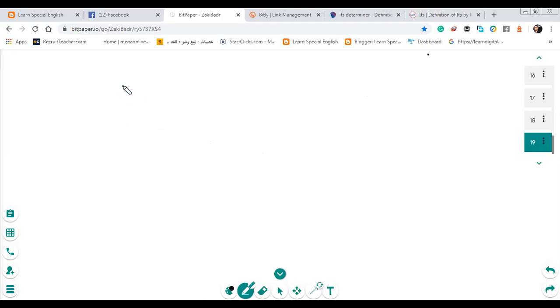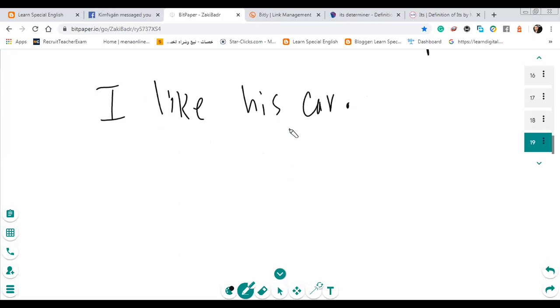Okay, another one. I like his car. Is this a determiner or pronoun, and why? Can anybody tell me? Determiner or pronoun or possessive pronoun? It's a determiner because it's followed by a noun. Exactly, correct. There's a noun here, so that's a determiner.